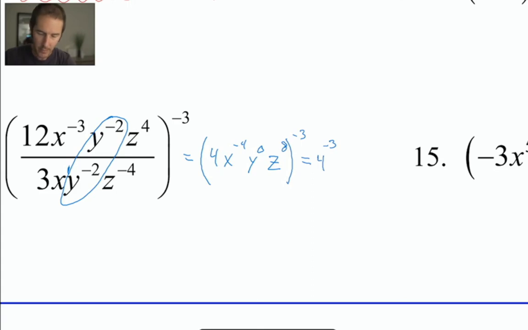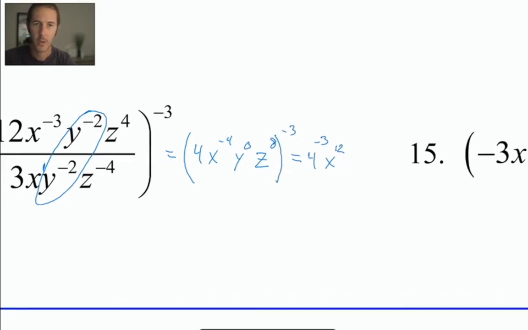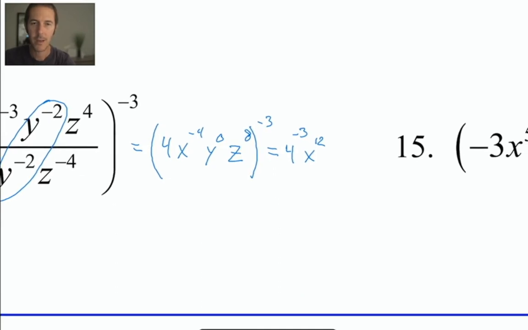I've got x to the negative 4 to the negative 3, which makes x to the positive 12. I'm multiplying those exponents. Anything to a power to another power, multiply the powers. Negative 4 times negative 3 gave us the 12. Y to the 0 to the negative 3, I'm going to let that go. Y to the 0 is equal to 1. If you want to come in here with another colored pencil or a pen or a highlighter and put a little note, maybe y to the 0 equals 1, that's not a bad idea. And then lastly, you got z to the 8 to the negative 3, which makes z to the negative 24.